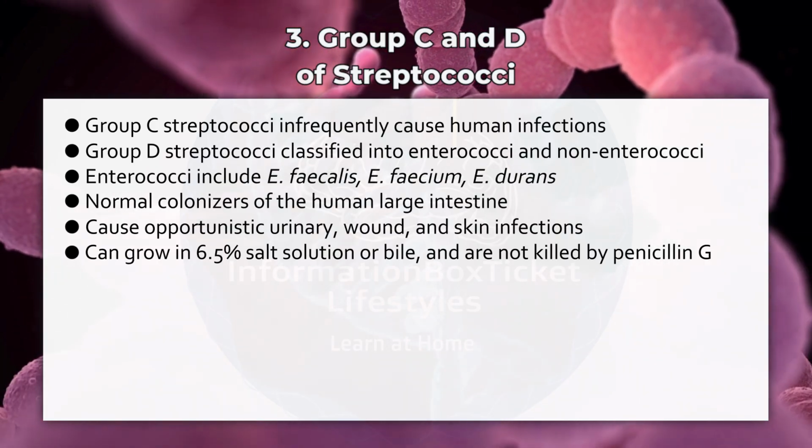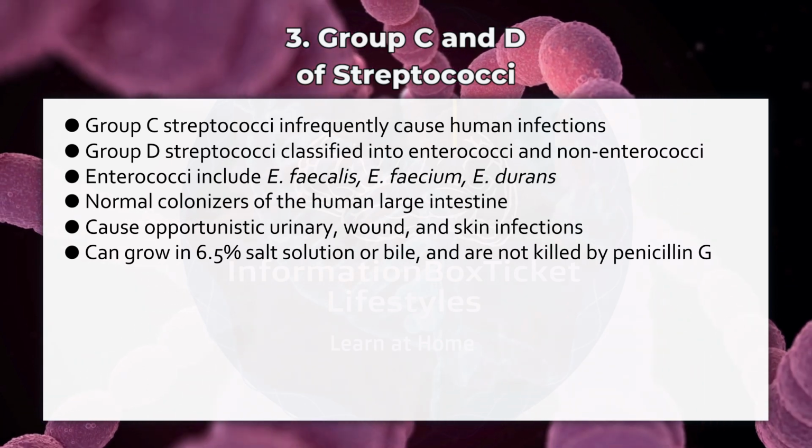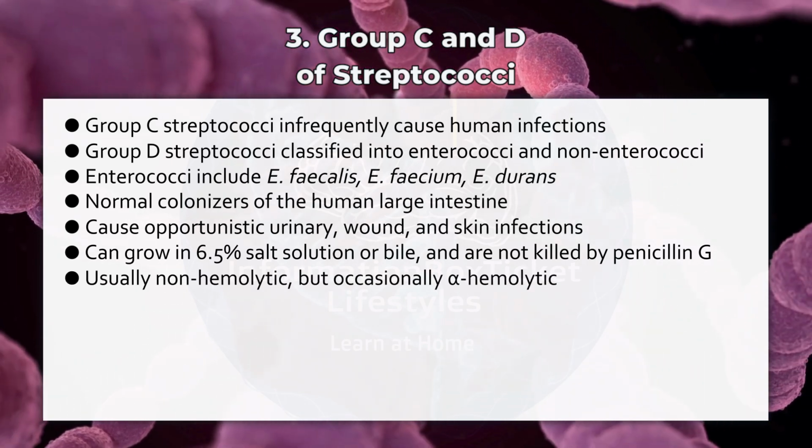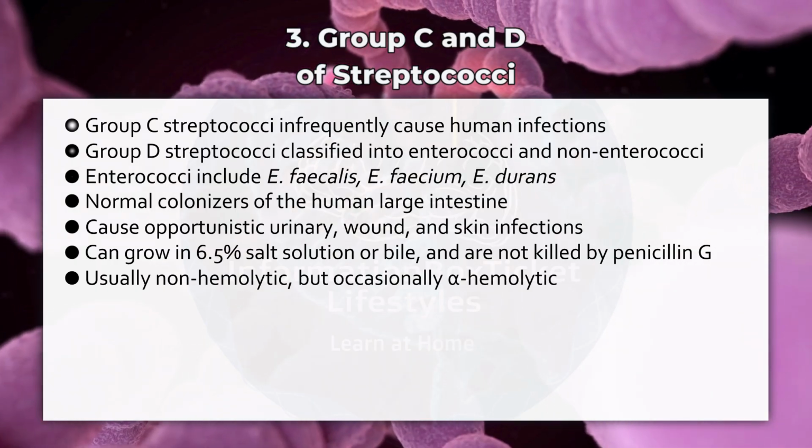They can grow in 6.5% salt solution or bile and are not killed by penicillin G. They are usually non-hemolytic, but occasionally α-hemolytic.